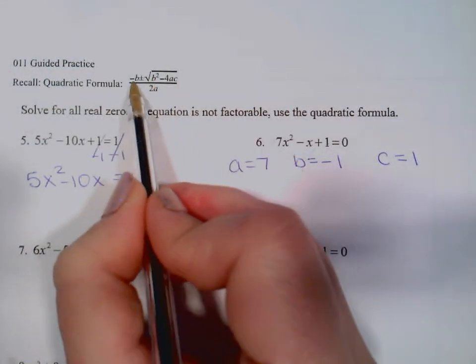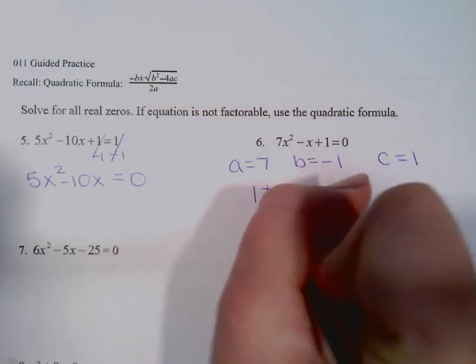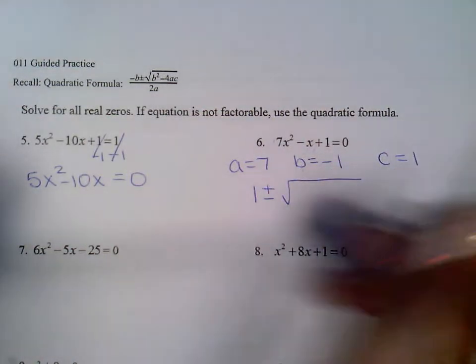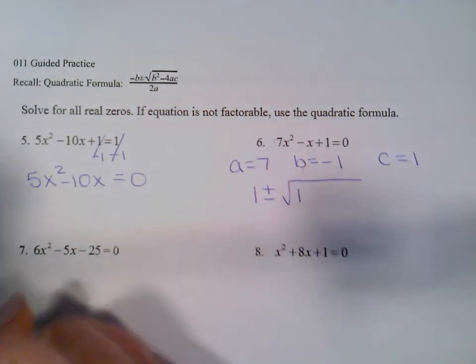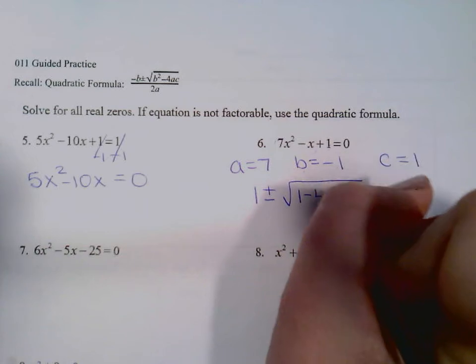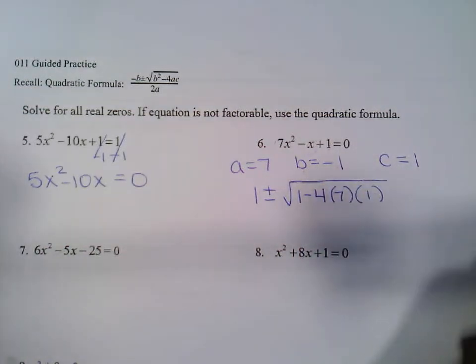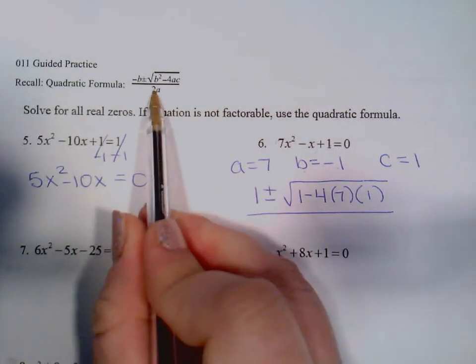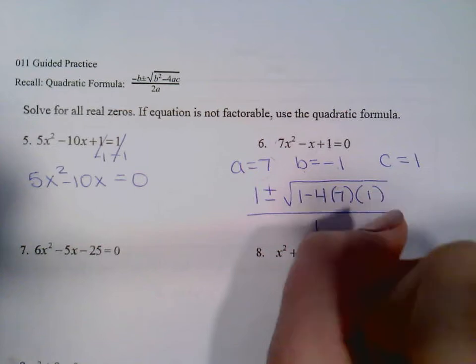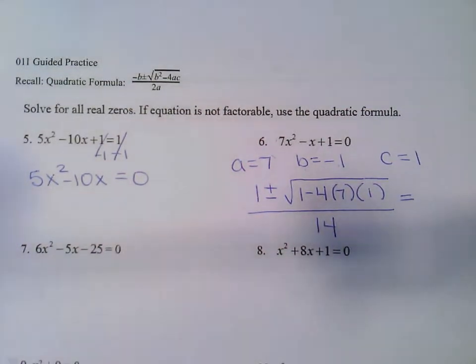You plug those coefficients into the quadratic formula. So the opposite of B, the opposite of -1 is +1, plus or minus the square root, B squared. So -1 times -1 is +1, minus 4 times A, which is 7, times C, which is 1. I'm just plugging in numbers, all over 2A. So 2 times 7 is 14. So I'm going to use my calculator and actually figure out those solutions.